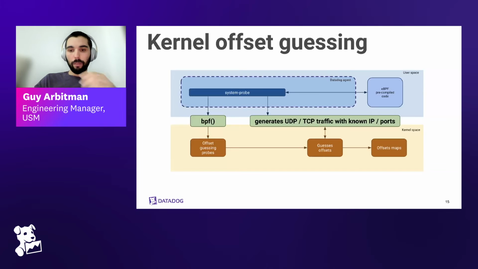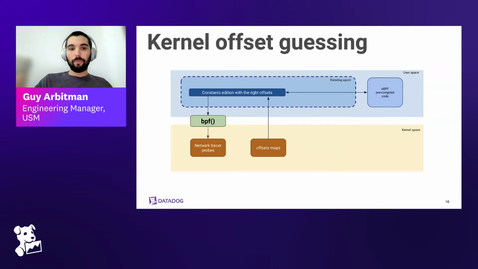And at load time, we embed the offset mapping in a dedicated section in the program. We call it constant editing. And eventually, during runtime in the eBPF programs, we have access to those consts, and we can know exactly what the offset is for each field. So while it may sound good and simple, the method reveals many issues.